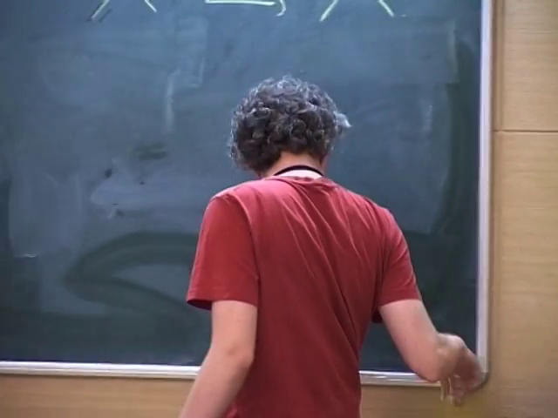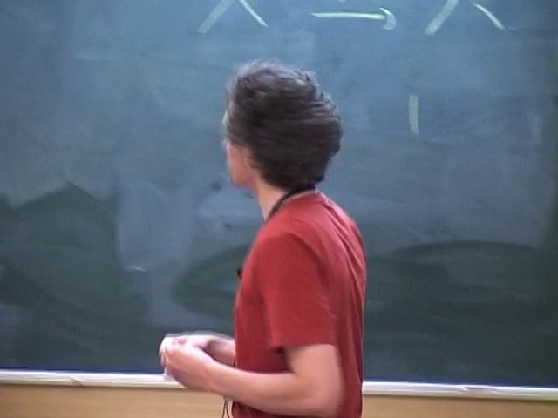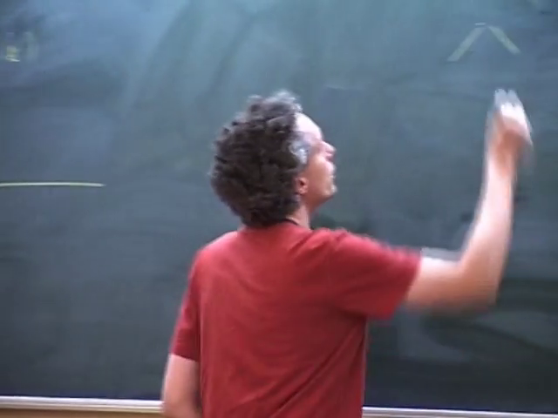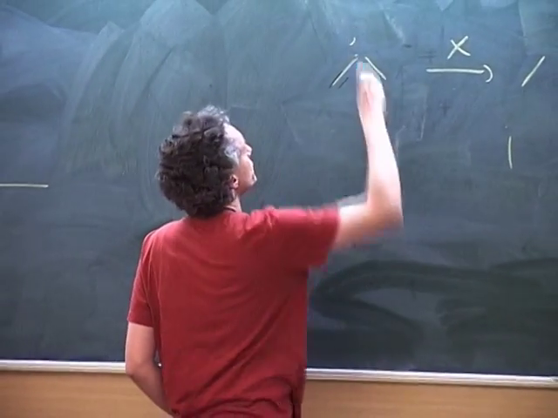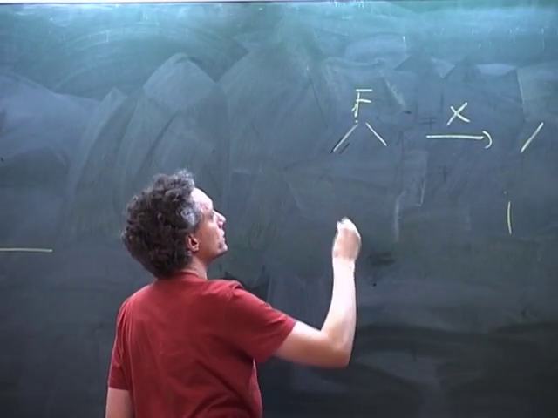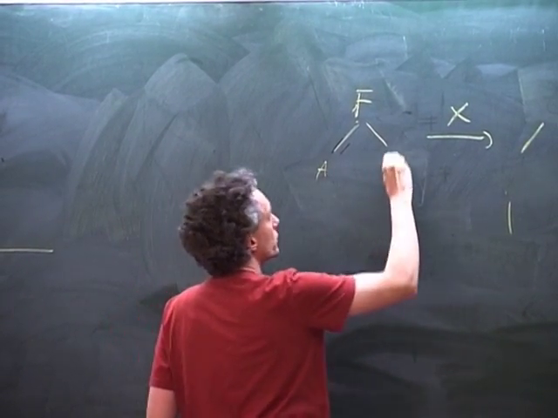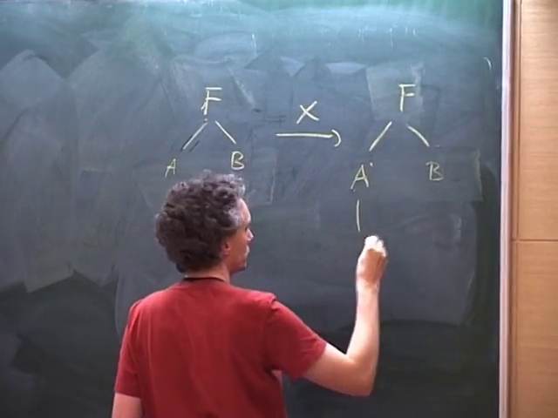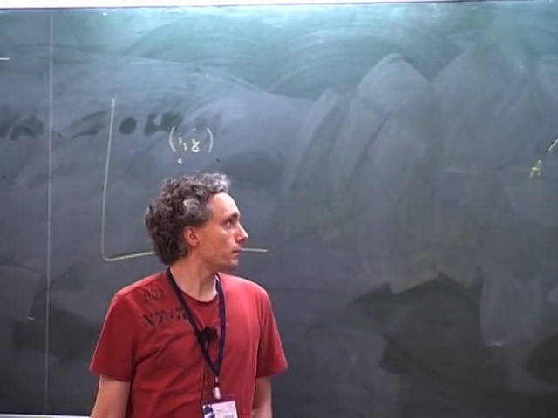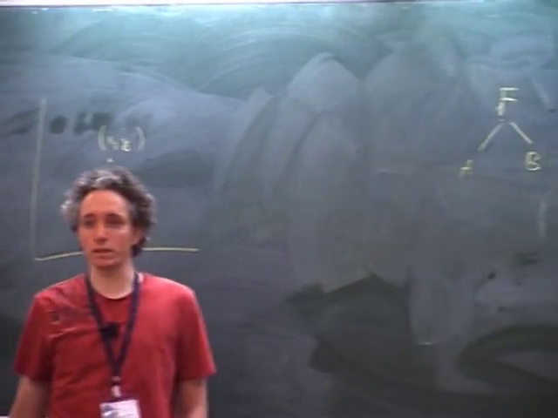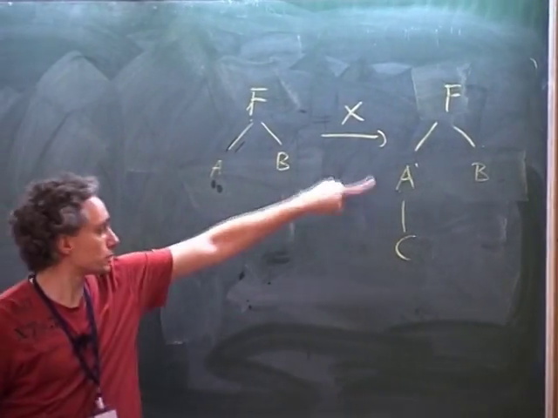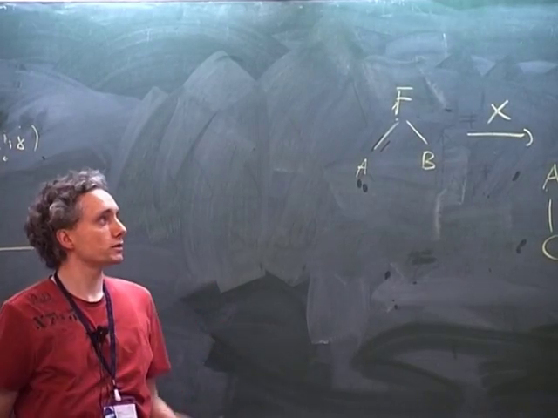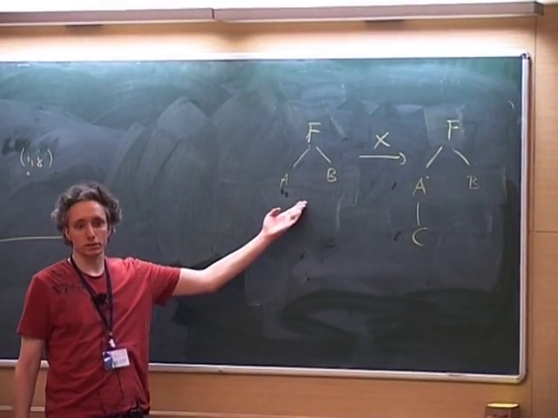As I said, the context is first order term rewrite systems, and I'm lucky that the previous talk was about ground tree rewrite systems, where we had an example which used different letters but looked something like this. We had some F of A and B, and this could be rewritten to F of A prime of some C and B using a rule that said that A can be rewritten to A prime of C.